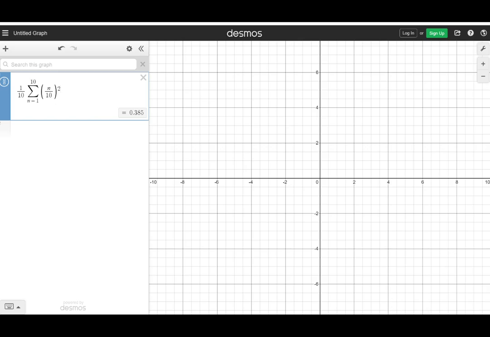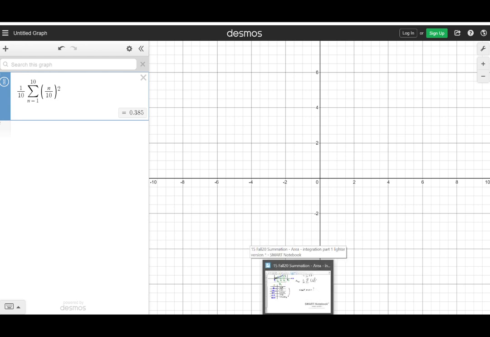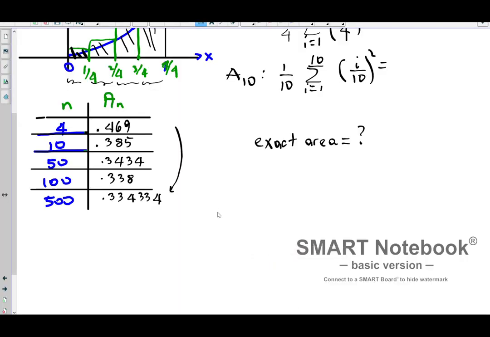So I do hope you took the time to do the other ones, and hope you were able to extract the pattern there. So I also did them, and I placed the numbers on the screen. As you can see, for n equals 10, we got 0.385. For 50, we got roughly 0.3434. For 100, 0.338. And for 500, 0.334. So do you see a pattern there?